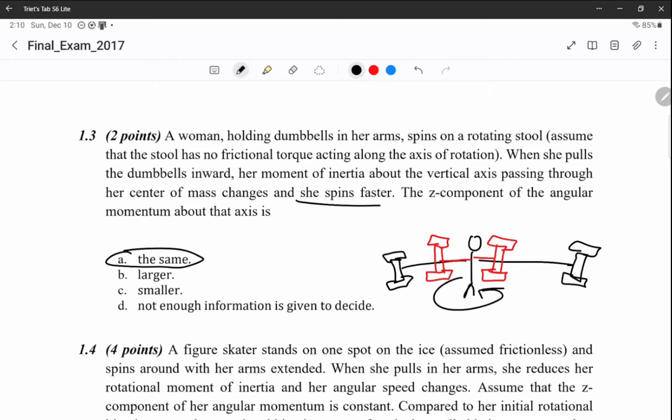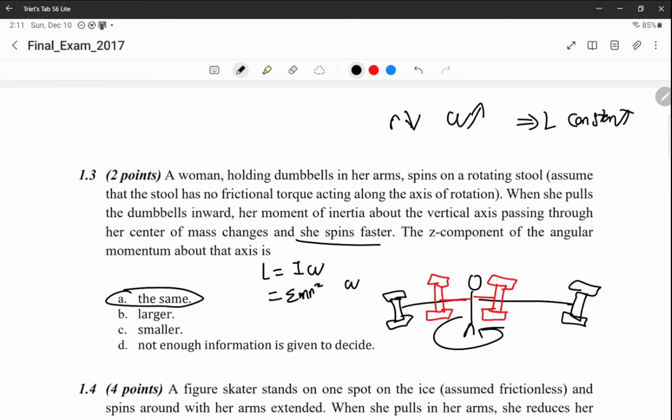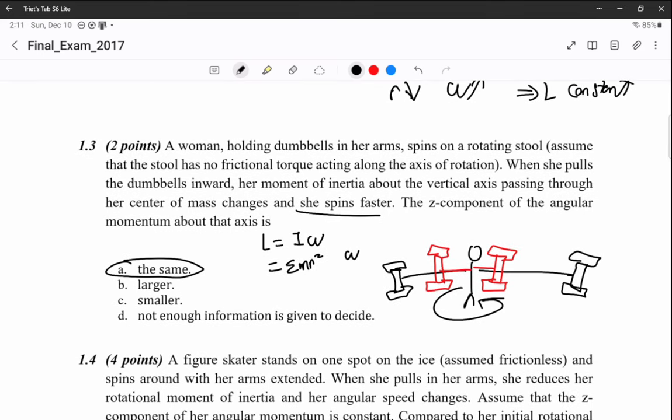The z component of the angular momentum, that axis is the same, and obviously L equals I omega, right? This is angular momentum. So when this squeezes down, I is the integral of m r squared, times omega. When r decreases, omega has to increase to make sure L stays constant. Right? And of course, also no external torque in the z component. So the angular momentum is conserved, so L is a constant.